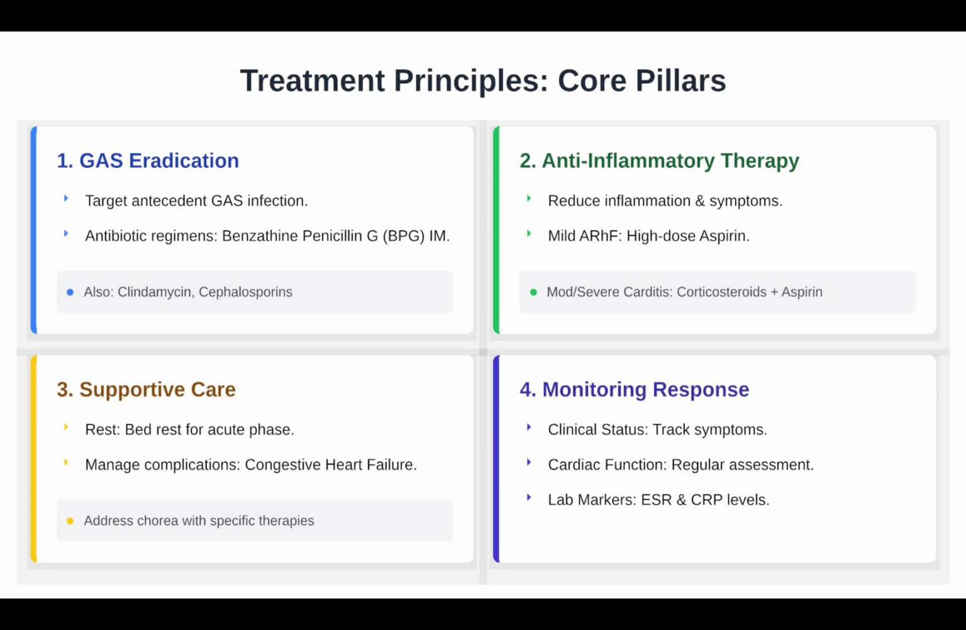Pillar 4, monitoring. Continuous and careful monitoring is essential. We track clinical symptoms, watch for complications, and regularly assess acute phase reactants like ESR and CRP to gauge the resolution of inflammation and the patient's response to treatment. These pillars guide every step of our management.